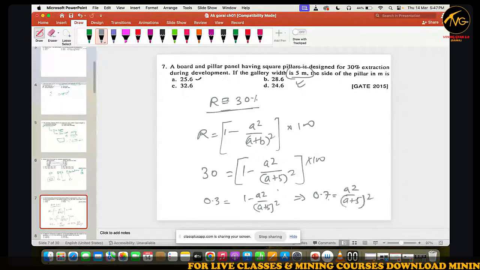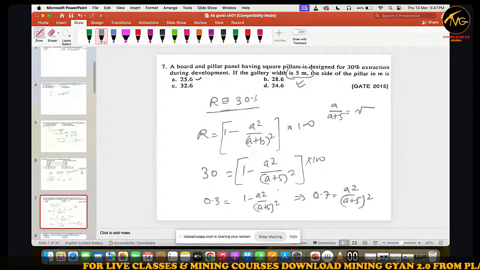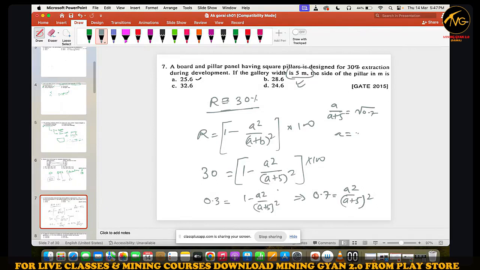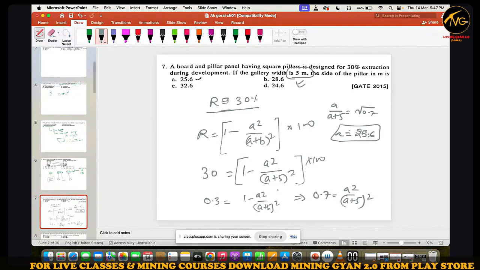When we solve it, A by (A plus 5) equals root of 0.7, and we will get A equal to 25.6.